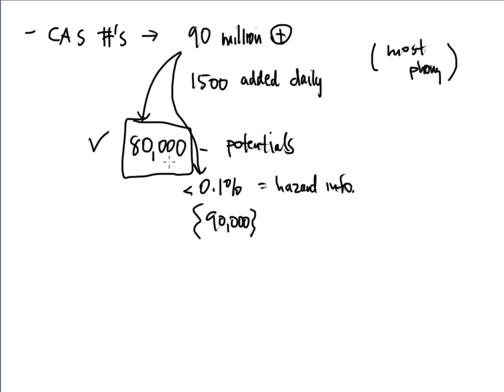I could at least have some hazard information if I wanted to look those up and begin to play around with them or begin to use them. But all of the 80,000 that are potentials, I've got hazard information that I can look up, that I can read, that I can study, that I can prepare myself with before going into a laboratory.